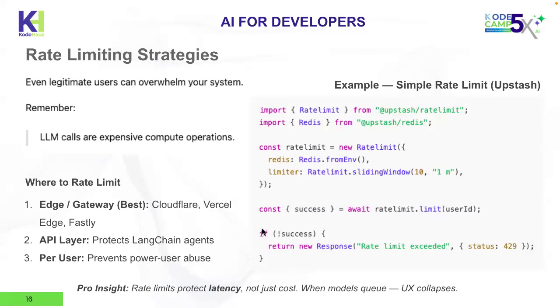Rate limits protect latency. So it's not just about the cost, but also about loading your systems, right? Because if your models begin to queue and they cannot immediately give a response because the infrastructure is loaded, then your user experience will collapse, because people just don't like waiting. Then there's also another way you can rate limit, using a pay user. You prevent power users, because there may be some users that don't use that much and some users that are power users. So you have to be able to differentiate.